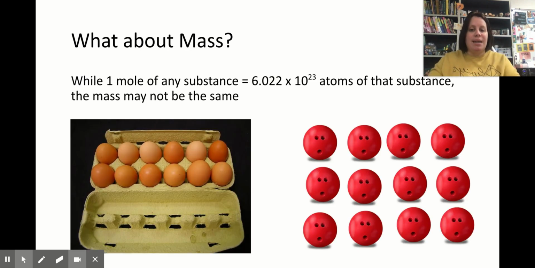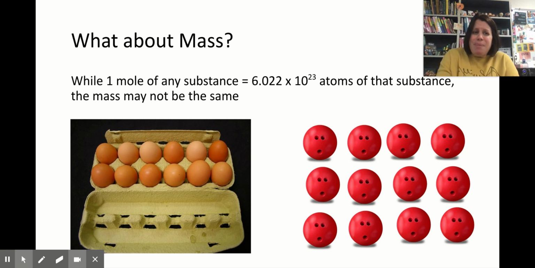Let's look at this, for instance. You have here in the picture a dozen eggs and a dozen bowling balls. The amount of both of them is the exact same. You have 12 eggs, you have 12 bowling balls. We can count them, you'll see they're the exact same. But what might be different about them?